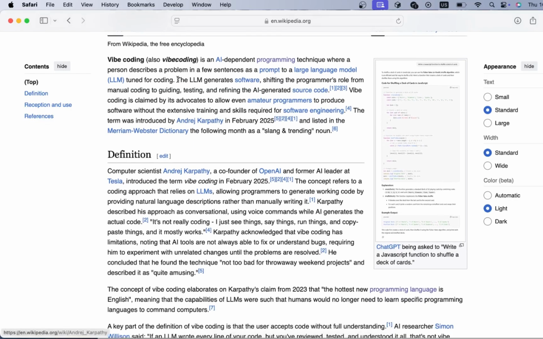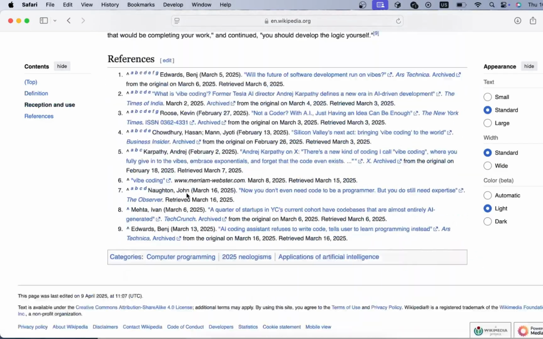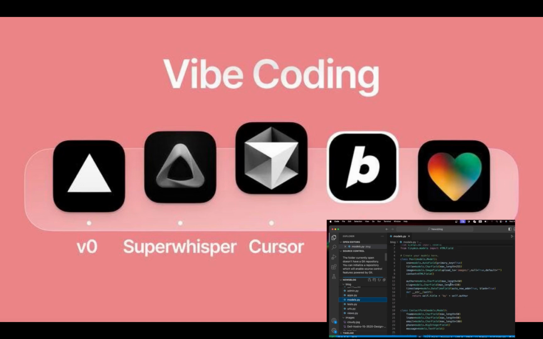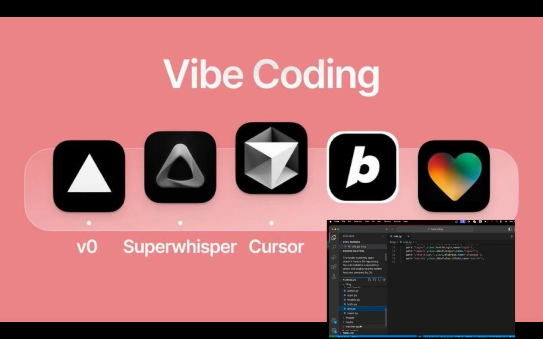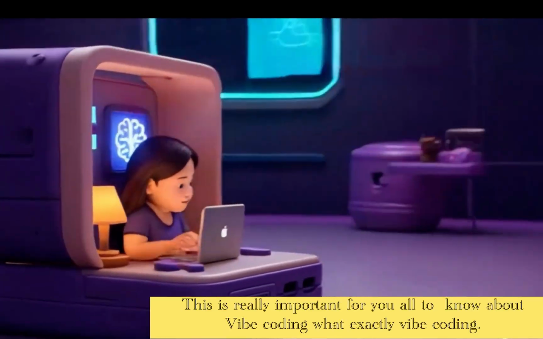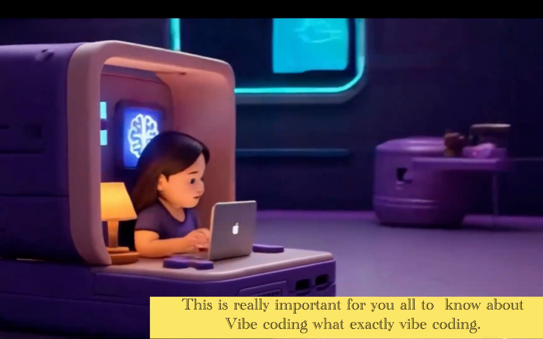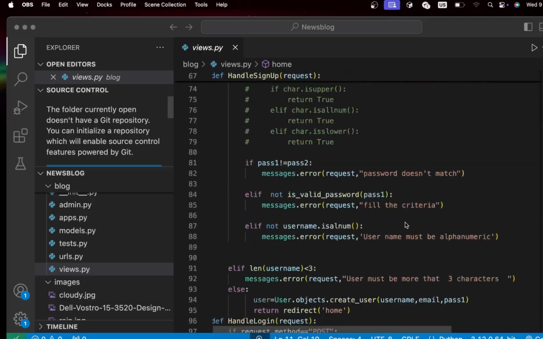So how does vibe coding work right now? Vibe coding works through a tight interplay between human guidance and AI generation. Humans provide the instructions, descriptions, or goals in everyday language, and AI tools translate those into code. Okay, my friend, this is really important for you all to know about vibe coding.